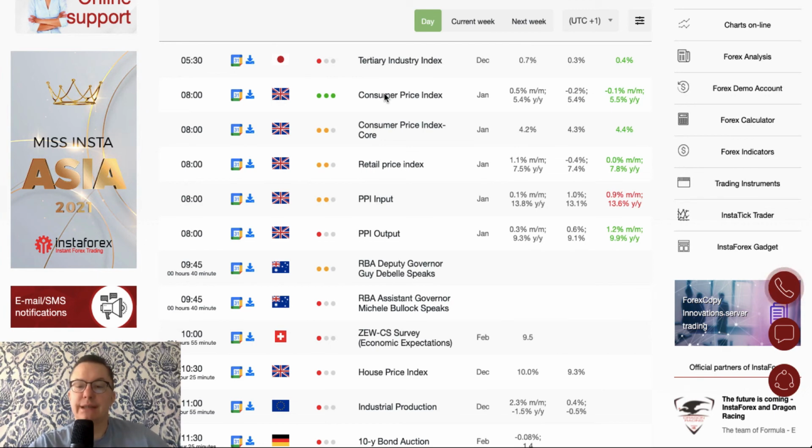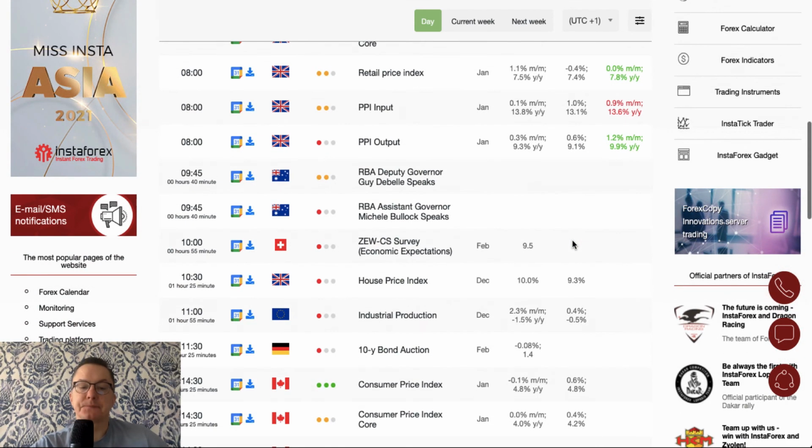Consumer price index increased a little bit to minus 0.1%. The core consumer price index increased to 4.4%. The same situation was with the retail price index, increased to 0% versus minus 0.4% forecast, and the PPI input and output has a mixed bag of data, with the input a little bit under the expectations, 0.9% versus 1%, and the output beats the expectations, 1.2% versus 0.6%.